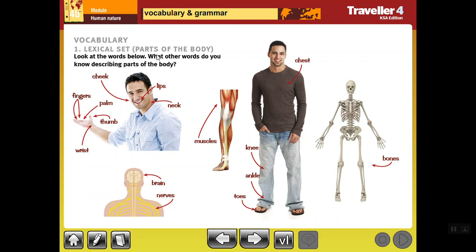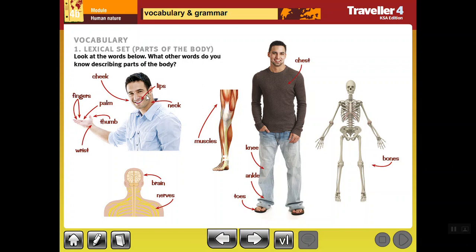Parts of the body. Look at the words below. What other words do you know describing parts of the body? These are parts of your body, and it's very important to know most of them. You need to learn them by heart. In this picture, we have a number of organs which are named here. The first part is cheek. You can follow up the arrow to know the meaning of the word without translating it. We normally have two cheeks, one on the right and one on the left.